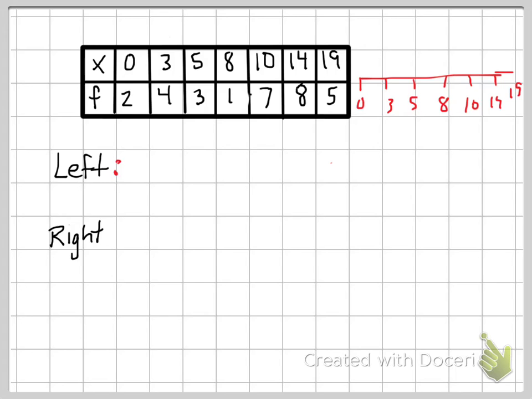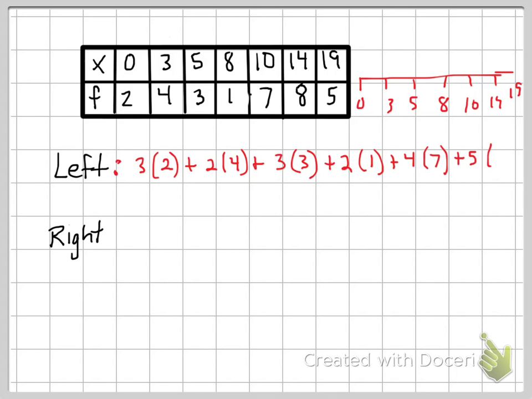And so my first rectangle has a width of 3 and a height of 2. I use the left one for the height. Second has a width of 2, height of 4. Third one has a width of 3, height of 3. Fourth one has a width of 2, height of 1. Fifth one has a width of 4 and a height of 7. Sixth one has a width of 5 and a height of 8. So that is my area. You can add those up. Again, we're just using the interval spacing for the width.